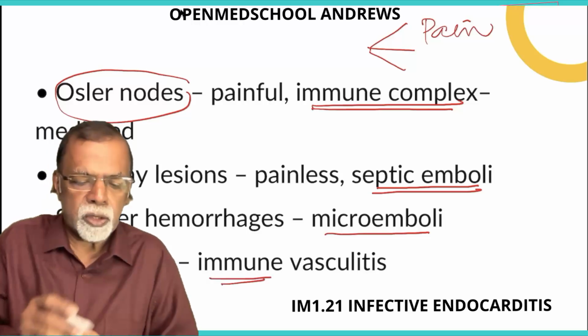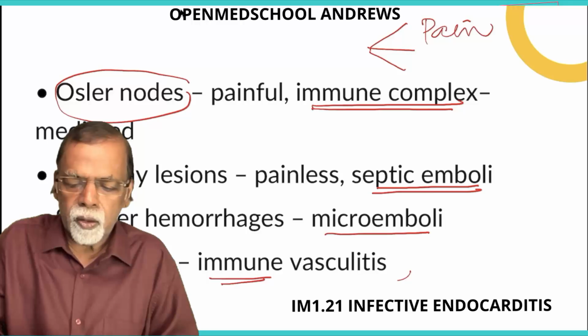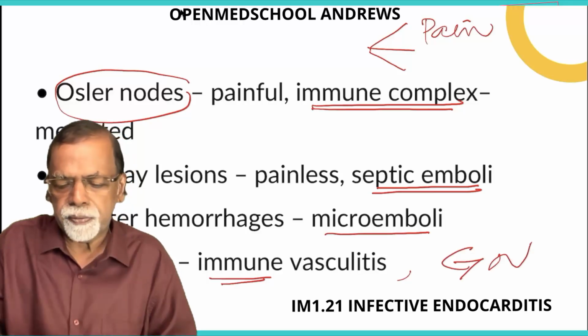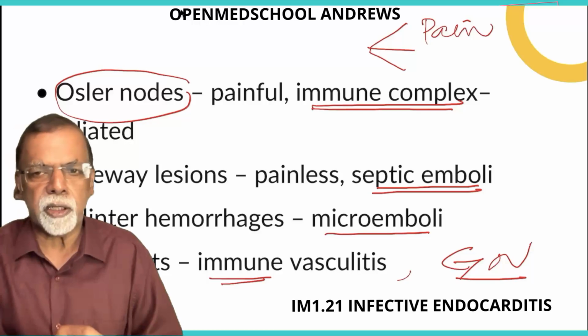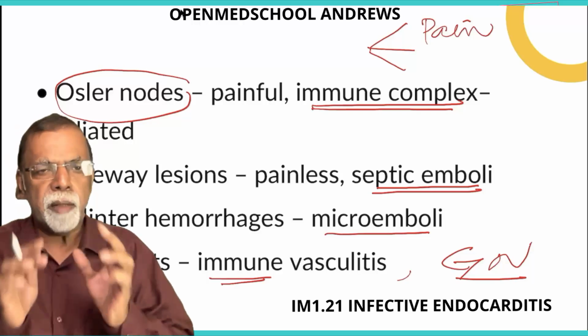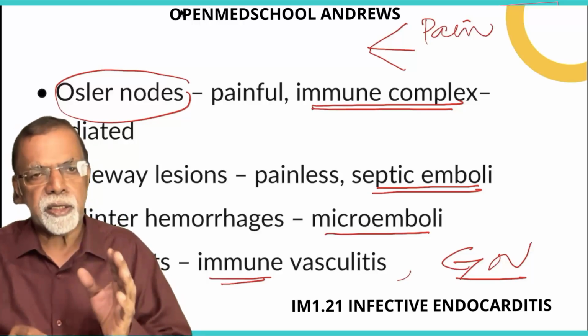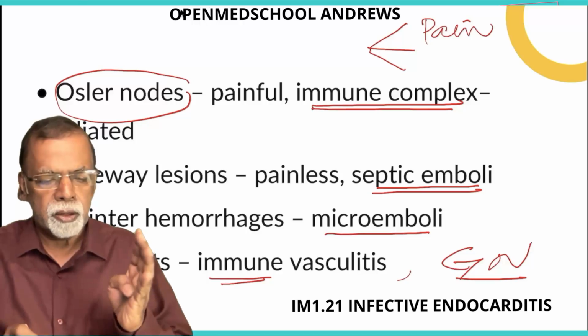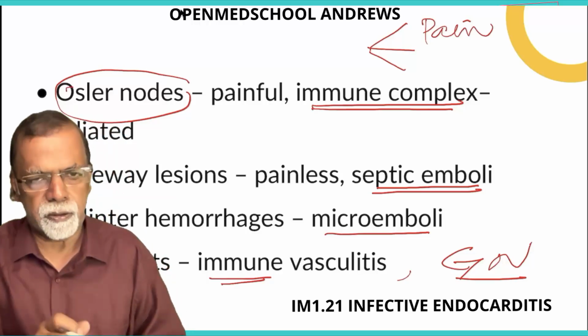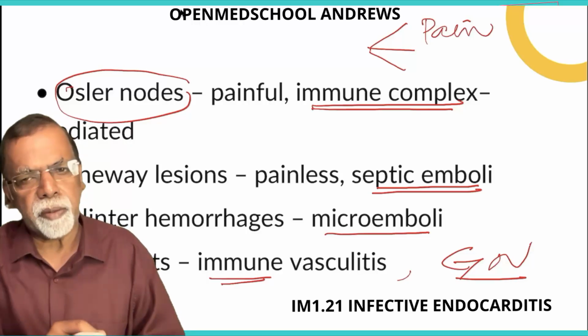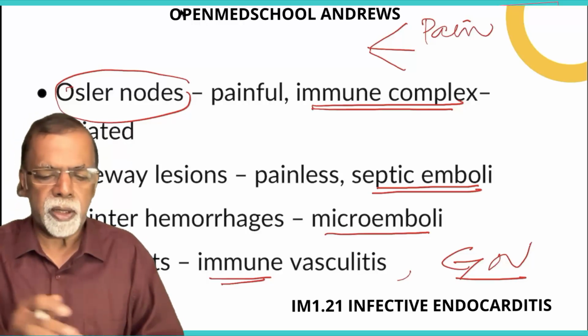So Roth spots, Osler's nodes, and glomerulonephritis. Patients can develop hematuria, microscopic hematuria. This is glomerulonephritis. The 3 important immune manifestations are, remember, Osler's nodes, Roth spots, and glomerulonephritis. Janeway lesions and splinter hemorrhages are microemboli.